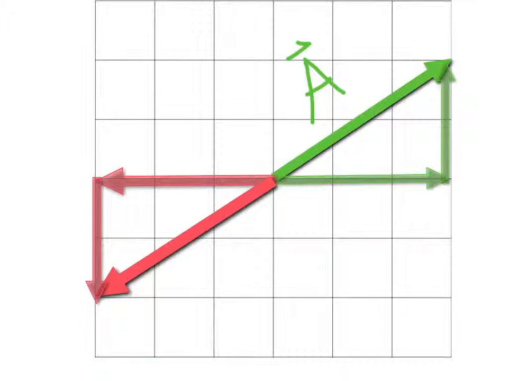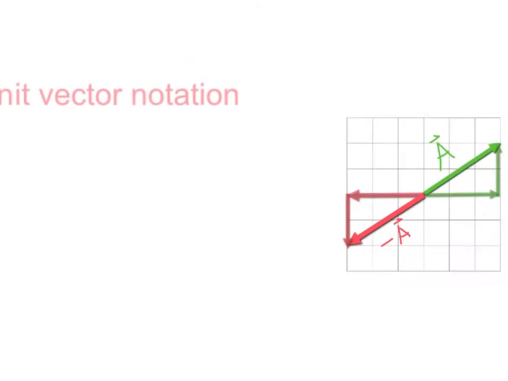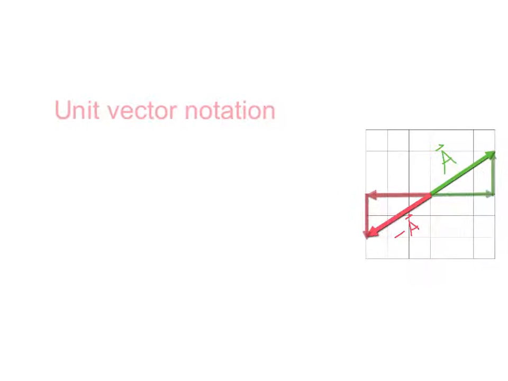This is our negated vector, but it needs a name. Since it's the exact opposite of A, we're going to call it minus A. The good news is, it's also very easy to do this in unit vector notation. So let's zoom out just a little bit and give ourselves a little bit of room to see this in practice in unit vector notation.